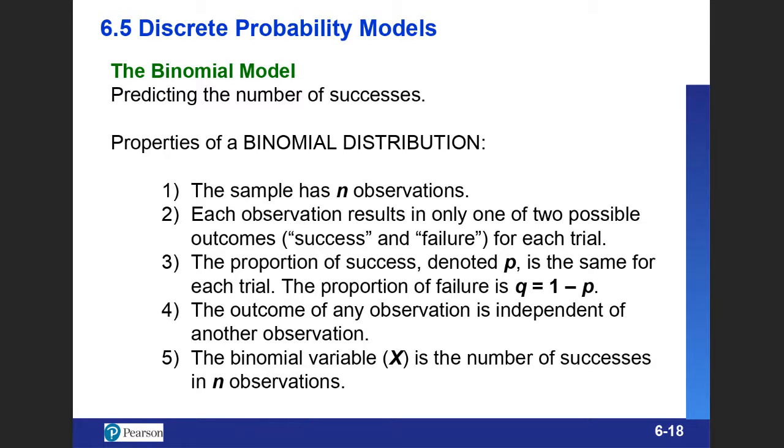Number four, the outcome of any observation is independent of another observation. Now we defined what independence means. It's saying that the outcome of one is not going to affect the outcome of another. But why do you think these outcomes are independent? Why do you think we're saying yes or no responses on a survey are considered independent? How could they be independent? So that's really my question. How could they be dependent? One does not affect the other.